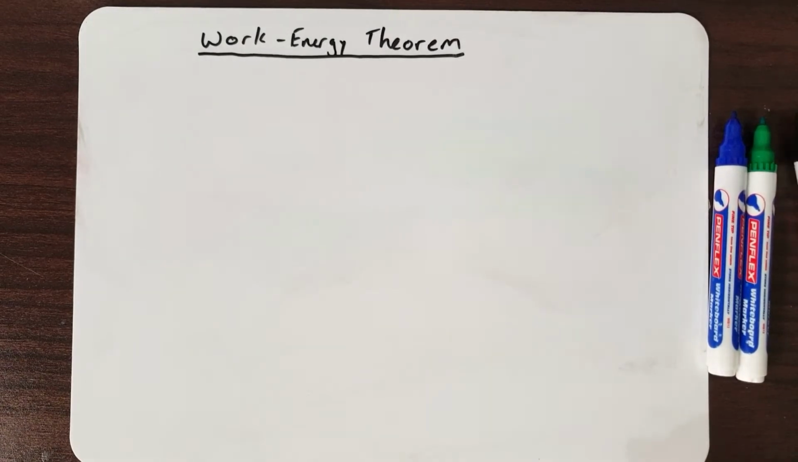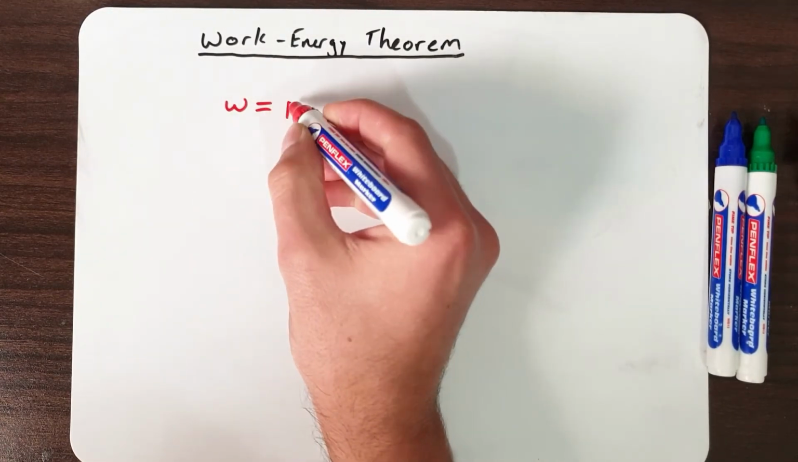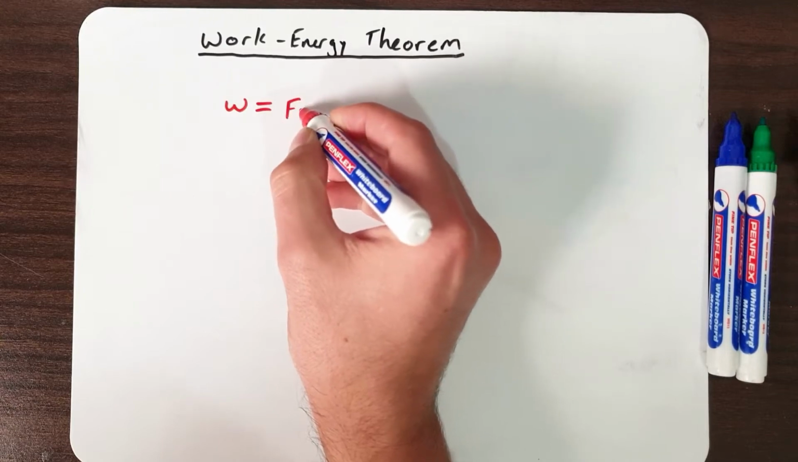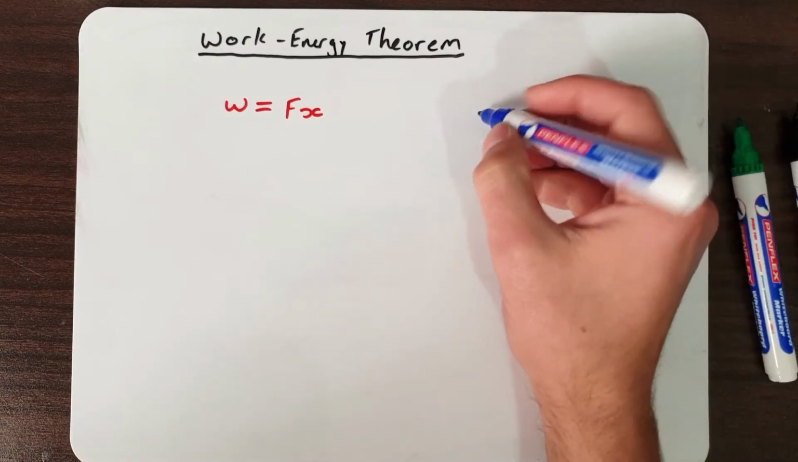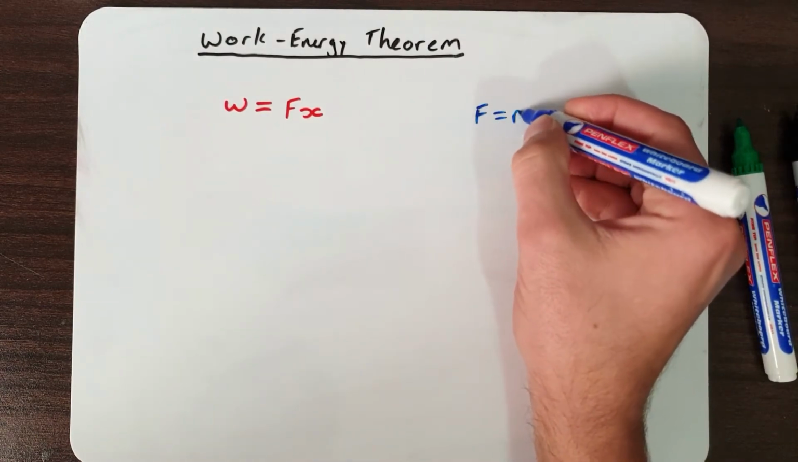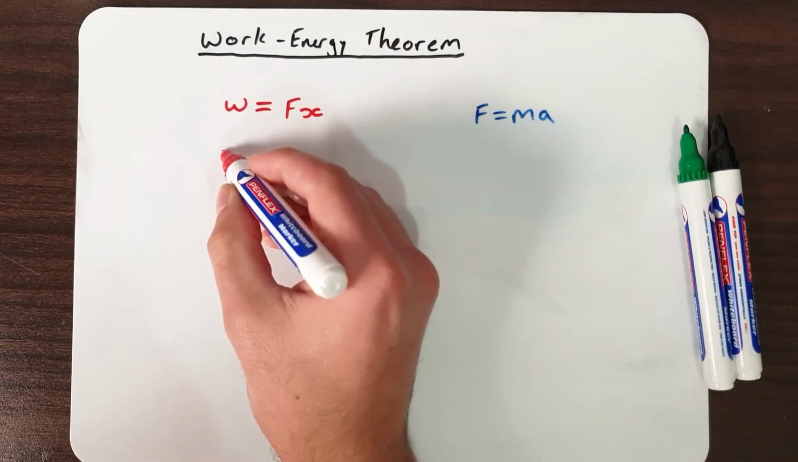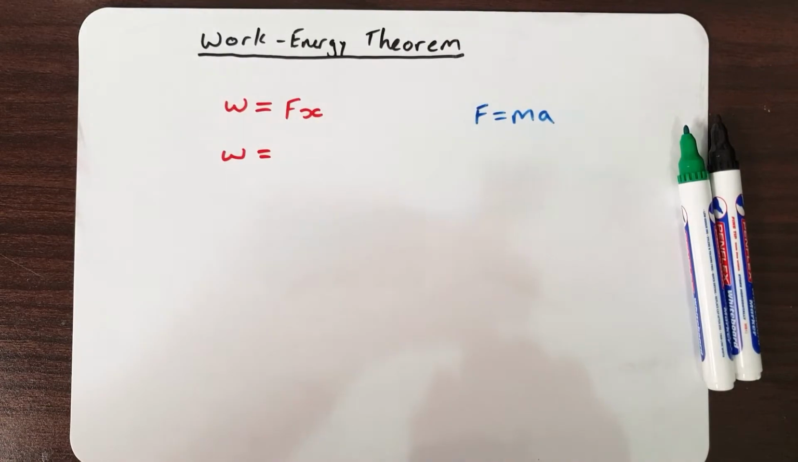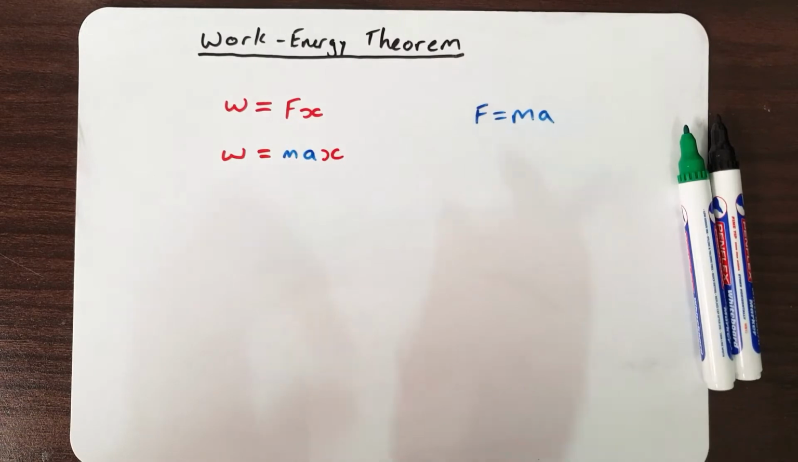Okay, so the work energy theorem. Now, just to prove that work is equal to the change in kinetic energy, we can use a bit of maths. If we look at our normal work equation, force times displacement is equal to work. Now, if we take Newton 2, we know that force is equal to mass times acceleration. So we can substitute this in, saying work then is equal to mass times acceleration times displacement.